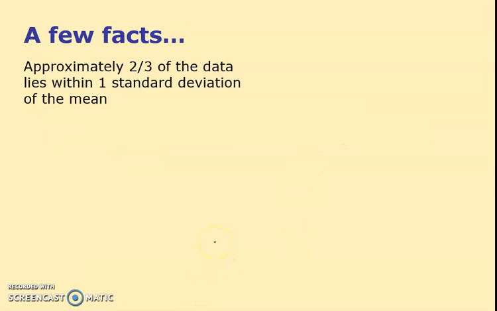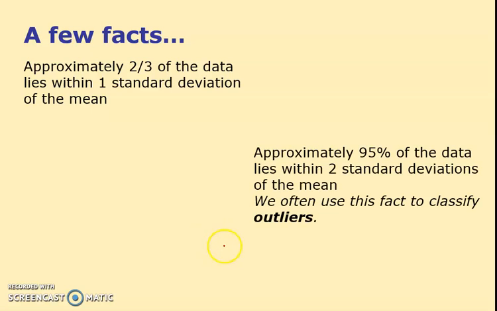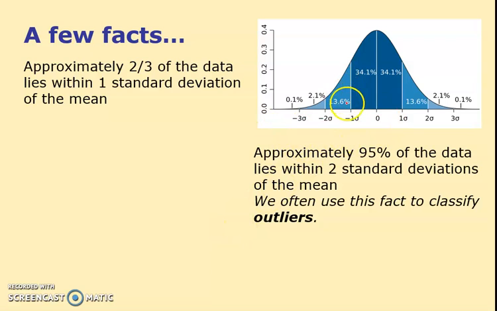Look, a few facts about the normal distribution we're meant to know. Approximately 2/3 of the data lies within one standard deviation of the mean. Now, what does that mean? In terms of the picture, you'll notice this. In fact, it's one standard deviation either side. It's actually 68.2% according to this diagram. But roughly 2/3, this is actually the fact that you're meant to know. Roughly of all the values that are possible, 2/3 will lie within one standard deviation.